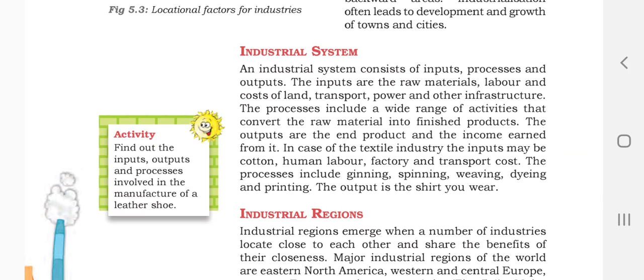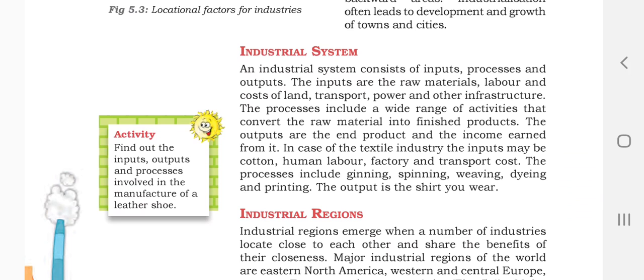How much did they earn from all of this? They have to earn more profit, because a lot of charges are applied in transport, power, and the maintenance of buildings and machines. So these are all the inputs, and they should be earning more out of this. That will be their output, the income.